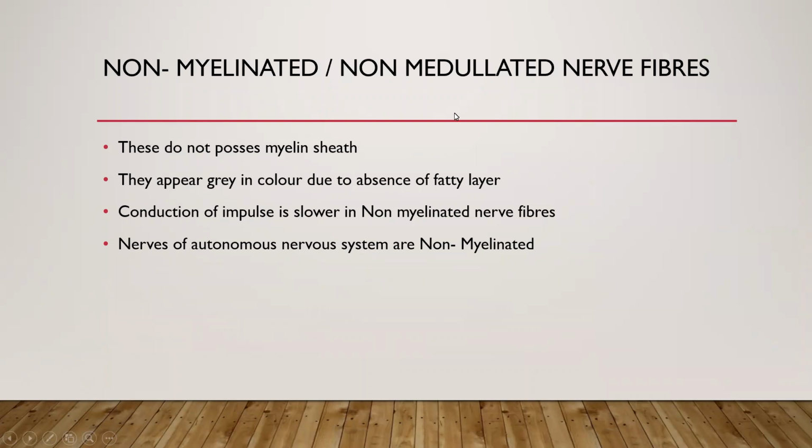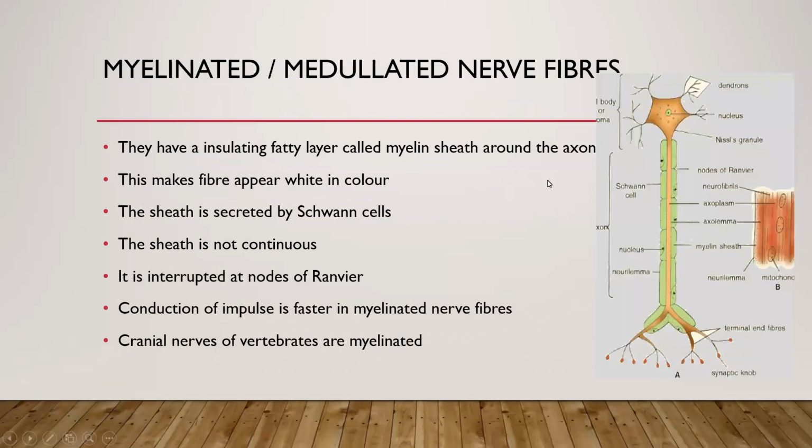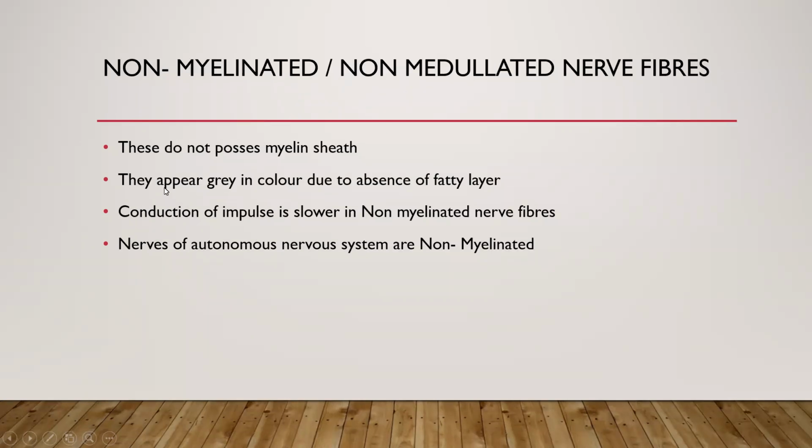Next is non-myelinated or non-medulated nerve fiber. What do you mean by non-myelinated? When they do not possess myelin sheath, when the axon does not have an insulating fatty layer, that is called non-myelinated or non-medulated. They are always gray in color due to absence of fatty layer. In the previous one we had seen that the fatty layer was present, and that is why they appeared white in color. But in non-myelinated, they appear gray in color due to absence of fatty layer.